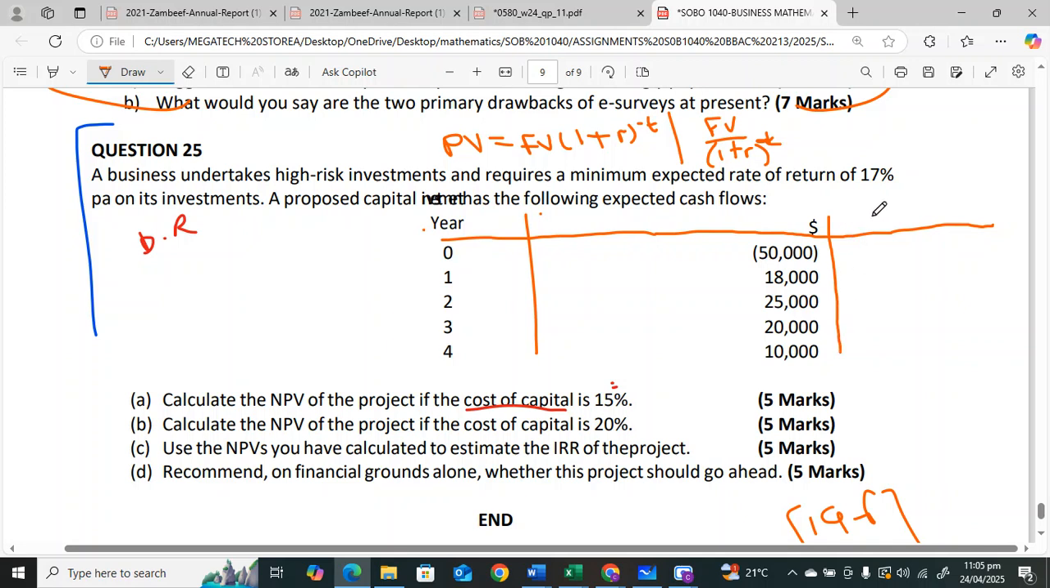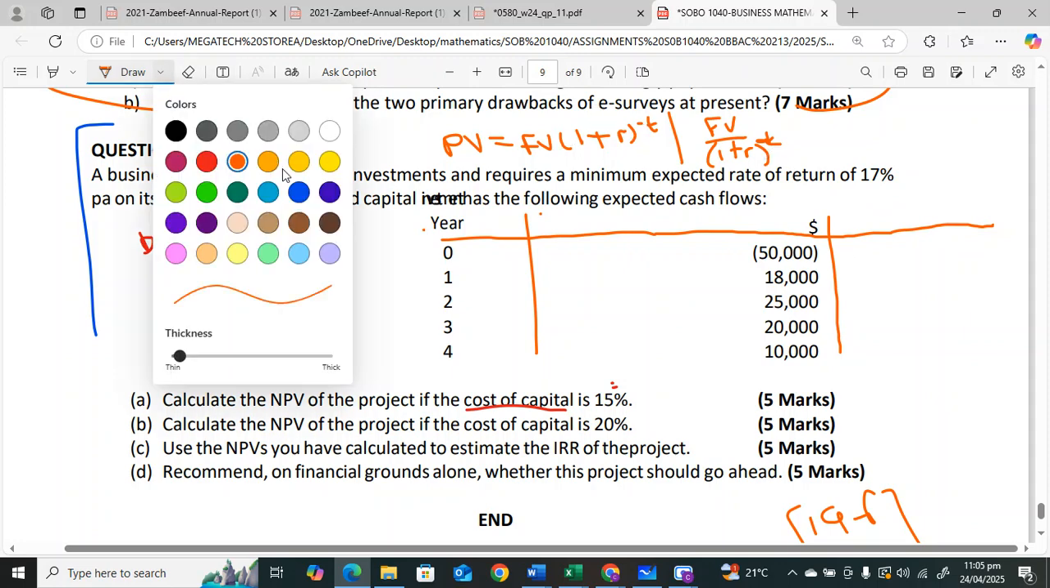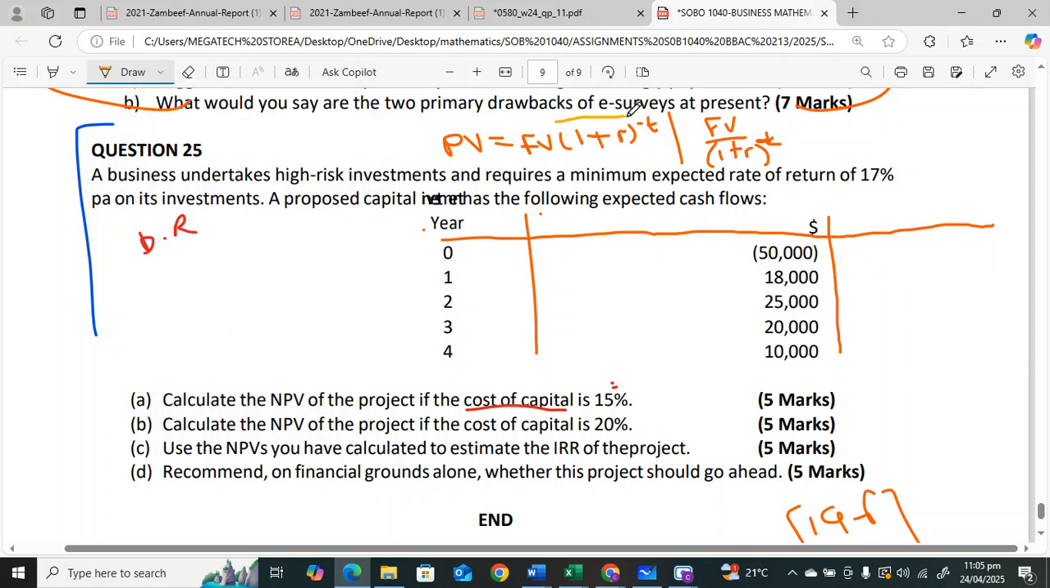So in this next column, we need to put our discount factor. Basically, our discount factor is this 1 plus r to the power negative t. That's the discount factor.